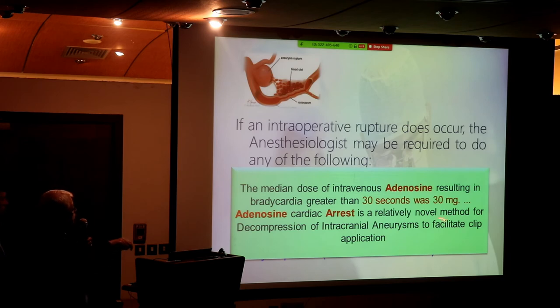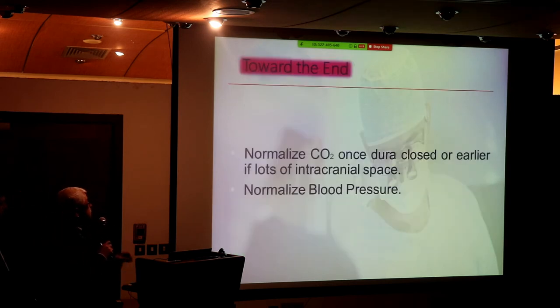Median dose, of course, of adenosine is 30 milligrams. It gives you 30 seconds of heart rate less than 30 beats per minute, which is fantastic. Mr. Gonzalez, I think those are the added to him. But you will have a 30 second arrest with 30 milligrams of adenosine, which is fantastic. Toward the end, CO2 normal, and I don't believe in any decrease from the beginning.